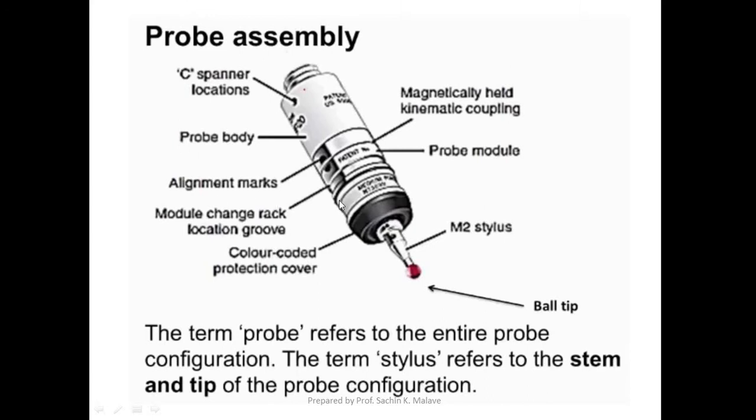This is the probe assembly. What is this probe? The term probe refers to the entire probe configuration. The term stylus refers to the stem and tip of the probe configuration. So this is the actual probe which is going to touch a particular location and record the coordinates. We are not going into the details of this probe assembly because it is not required, but this is the stem of the probe, and this is the tip. This tip is actually going to touch the workpiece, and the rest of the things are there.